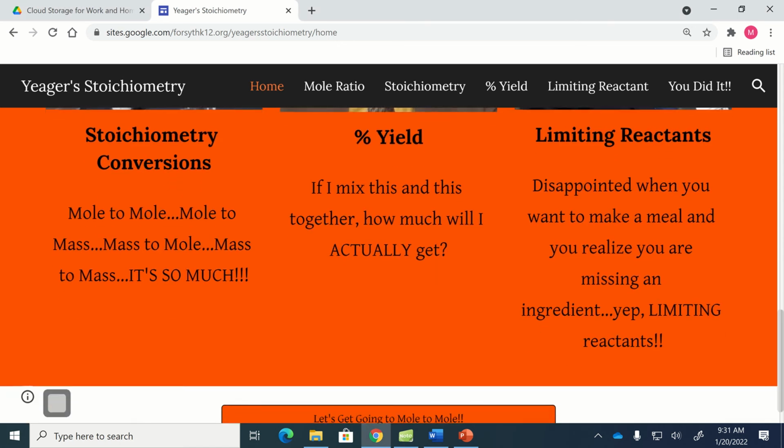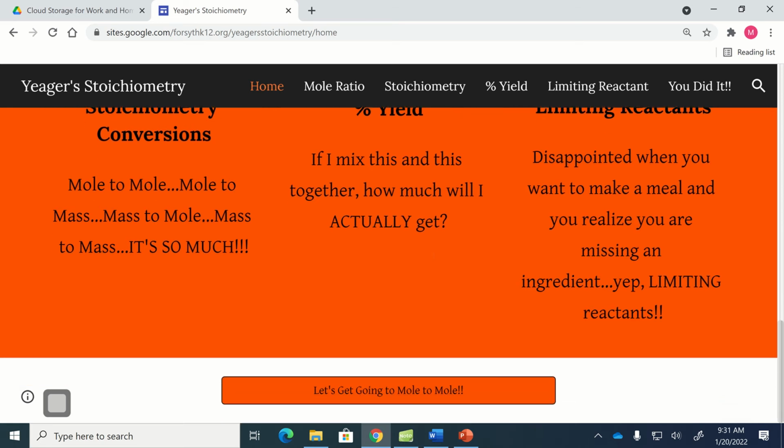All right? And then limiting reactants. This is where you do mix two chemicals together, but you run out of one before the other. If you're baking, we always say, what do you need of each of your ingredients? If you're missing one of the ingredients, can you make what you want to bake? No. Okay? So that's what we're looking at with those topics. But again, today, in this video, is stoichiometry conversions.